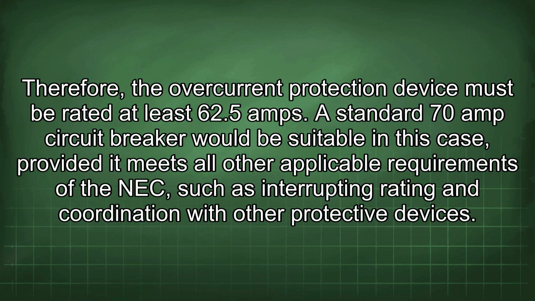Therefore, the overcurrent protection device must be rated at least 62.5 amps. A standard 70 amp circuit breaker would be suitable in this case, provided it meets all other applicable requirements of the NEC, such as interrupting rating and coordination with other protective devices.